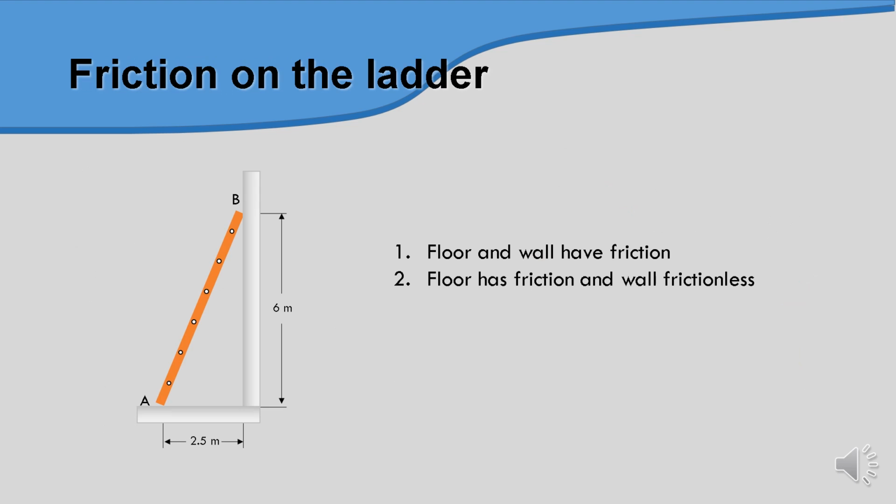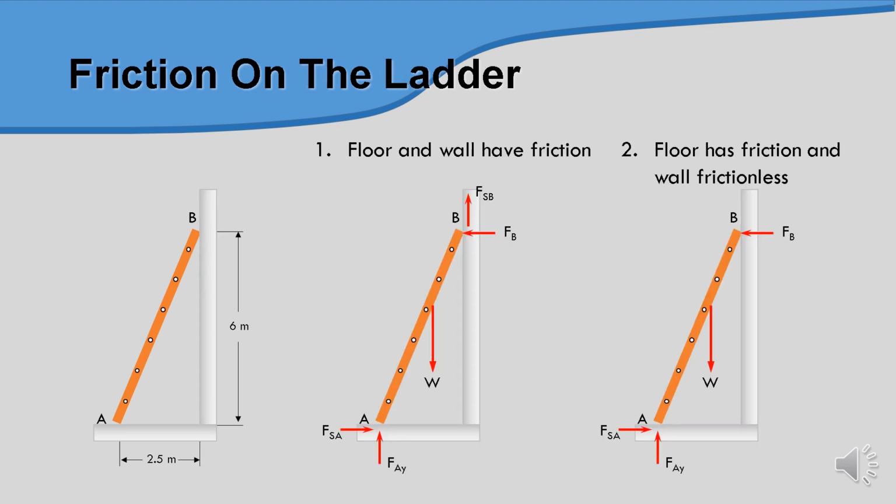So next we will go for the friction on the ladder. The ladder also plays a very important part in applications. So we have the condition where the floor and wall have friction, whereby we have point B and point A, and another condition whereby the floor has friction but the wall is frictionless. What will happen in these conditions? In the two conditions, the floor and wall have friction, so we can produce a free body diagram something like this. So in the case of number 2, we don't have the friction FSB.